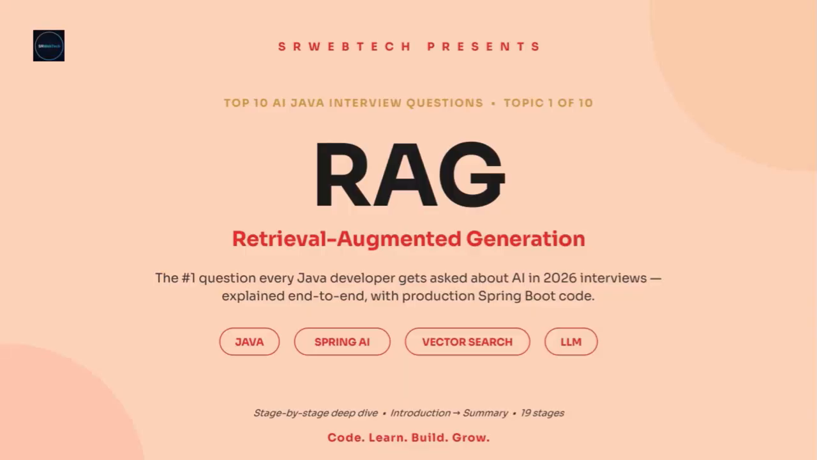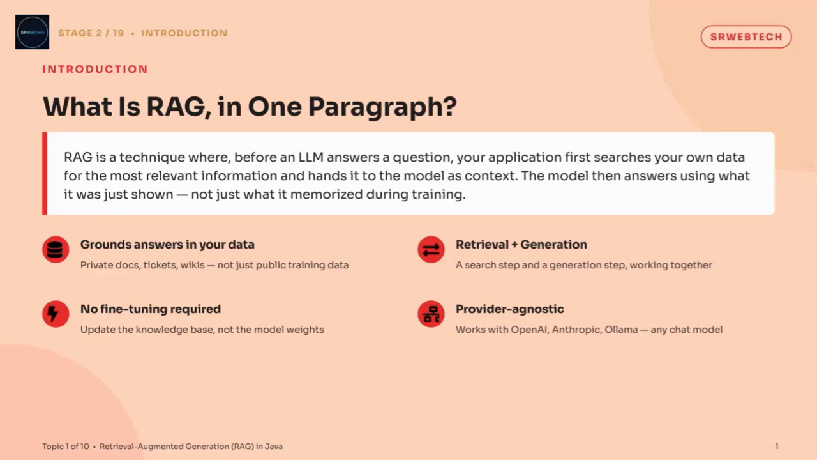Welcome. Today we're diving deep into the world of AI and Java, step by step, stage by stage. We'll explore key concepts like large language models, vector search, and Spring AI, all through the lens of real, production-ready Spring Boot code. This is the #1 AI question every Java developer faces in 2026 interviews, explained from start to finish. Let's get started. Let's dive into Retrieval-Augmented Generation, or RAG, in Java.